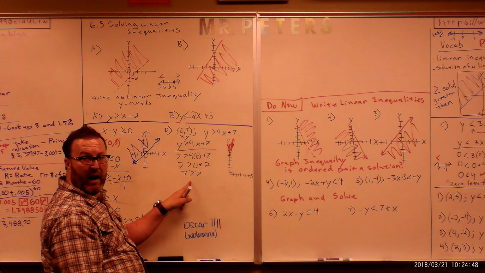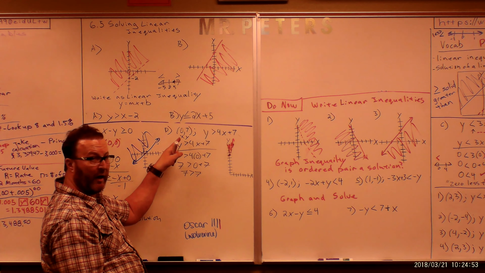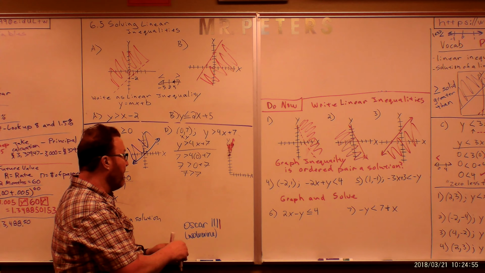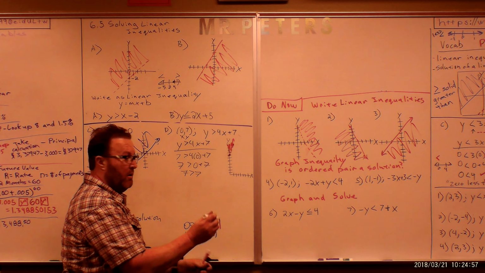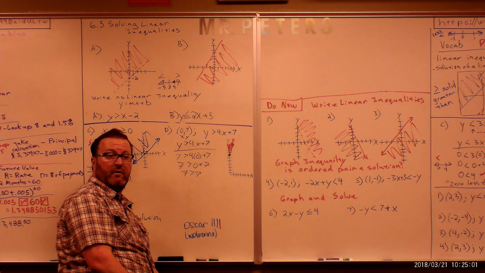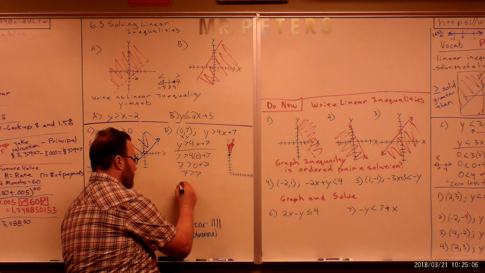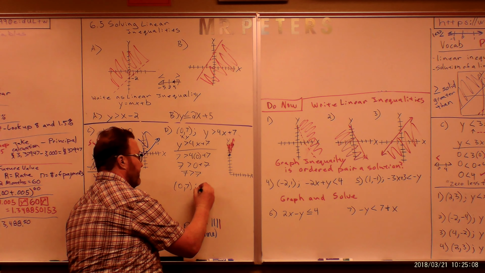Now we got to graph this ordered pair. Okay? So my ordered pair is 0 and 7, right? So how do I plot that out? You put 0 on the y, 7. Is this a solution? Yes. It is. So last step, 0, 7 is a solution.